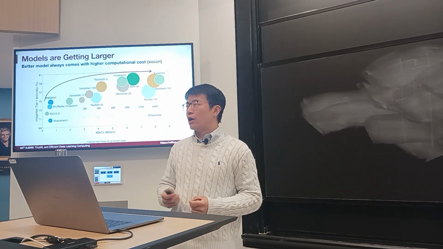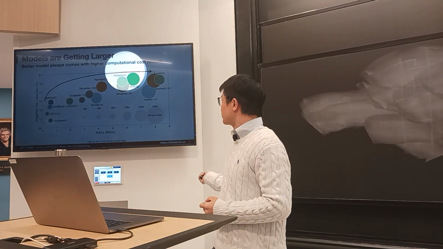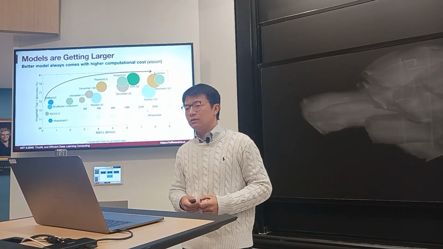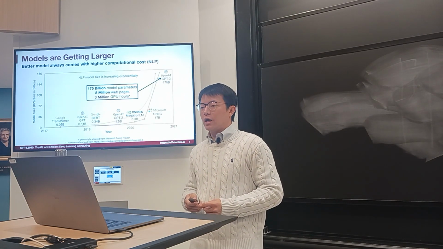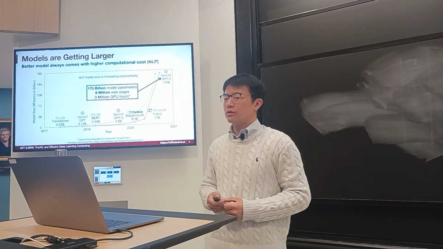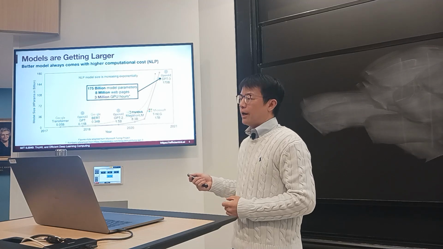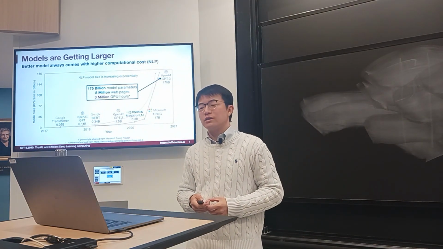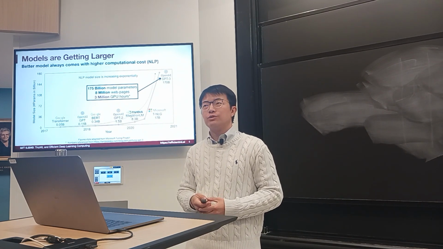These models usually come at a very high cost of training. The higher the accuracy, the more MACs we need. To train the GPT-3 model requires 3 million GPU hours, which is too slow to train if you have a single GPU. So we need multiple GPUs to make it faster.